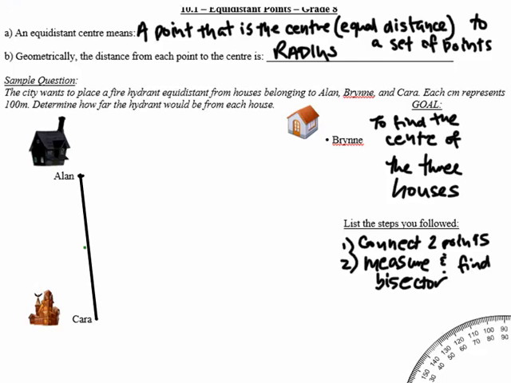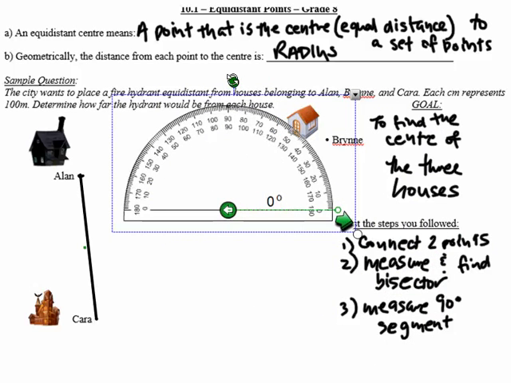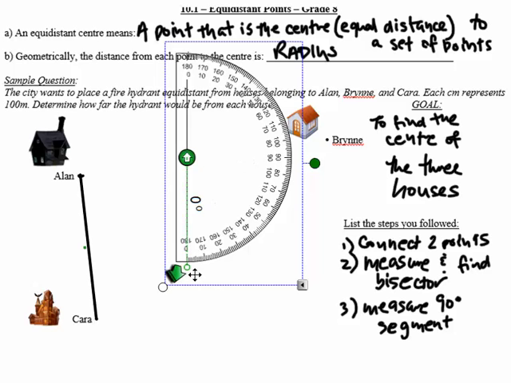Third step now is to measure using the protractor a 90-degree angle to find the perpendicular bisector. So measure a 90-degree segment, which will be the bisector part. So now I have this, my protractor. Let's just move this around. Let's just set this at 90 degrees now.